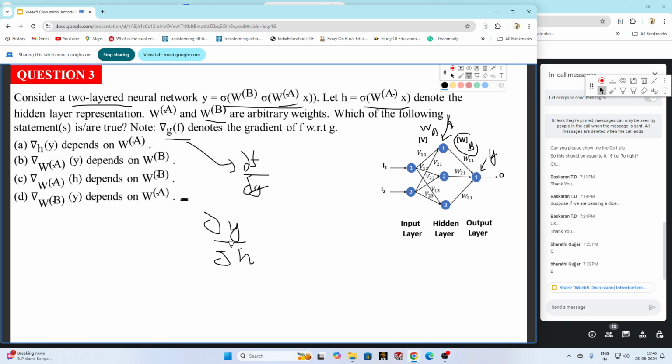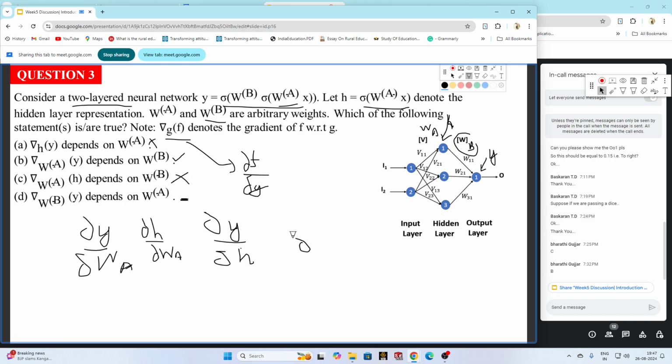Let us solve one by one. Del Y by del H depends on WA. Here is your Y, and here is your H. In between you have WB, so del Y by del H depends on WB, not WA. So this is incorrect. Second option: del Y by del WA. Del Y is here and del WA is here, so that depends on WB. This is right. Now del H with respect to del WA. Del H is here and del WA is here. In between there is no WB, so we can go directly from del H to del WA. So it does not depend on WB.